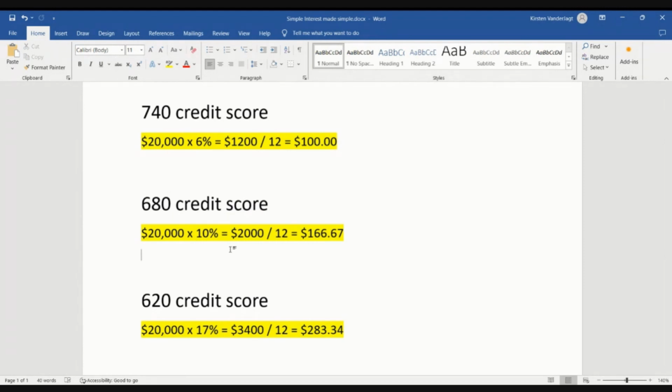$20,000 times 10% equals $2,000 per month, or I'm sorry, per year. Now you need to divide that by 12 months, and your payment goes up to $166.67 per month. So you can see here that now it is costing you $66 essentially per month because your credit score was 680 and not 740. Julie, what are your thoughts on this?